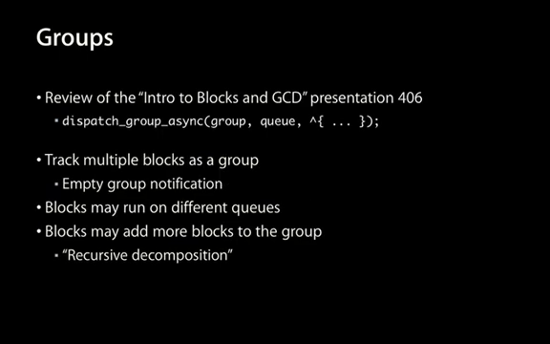You should see yesterday's talk for more of a high-level view of what groups are all about. But to quickly summarize, they allow you to track multiple blocks submitted to multiple queues, any combination you want. Once all those blocks have completed, you can either wait for that completion or receive yet another block on yet another queue to signal that additional work needs to be performed and enter the next stage of your pipeline. And it is possible for blocks added to a group to in turn add additional blocks to the group. We call this recursive decomposition.